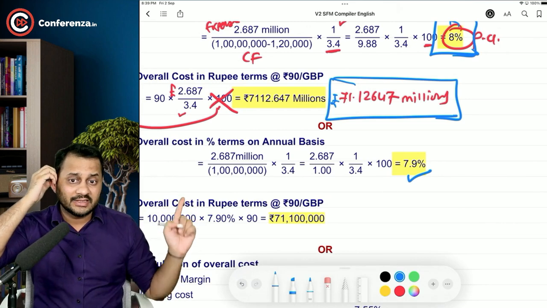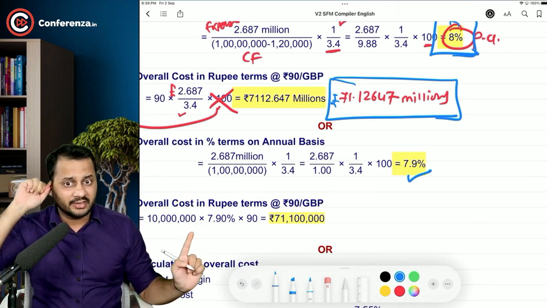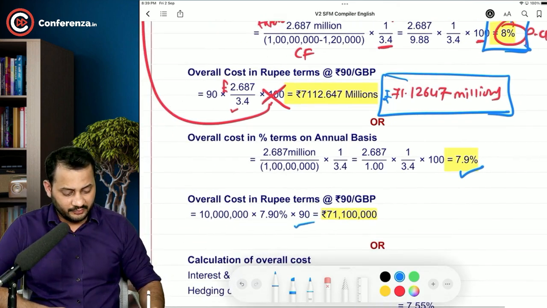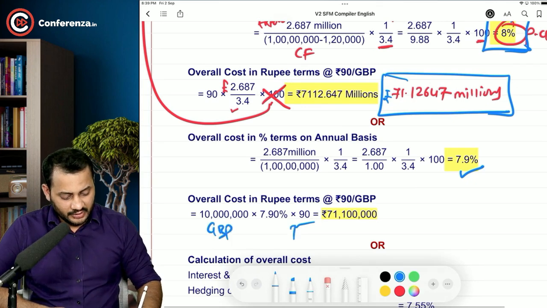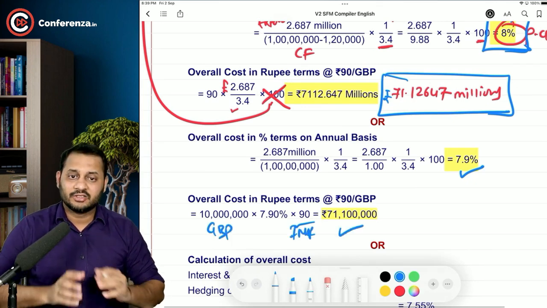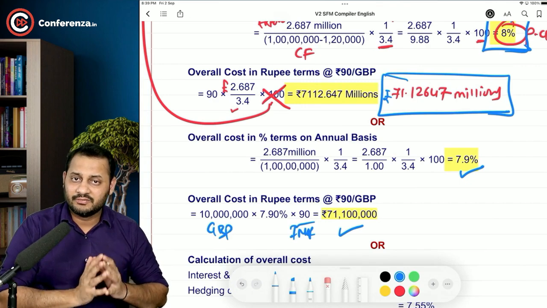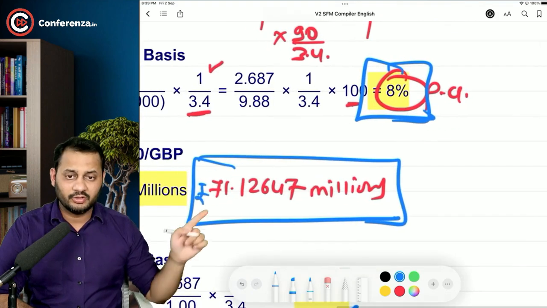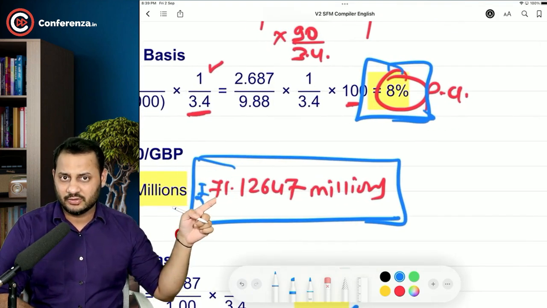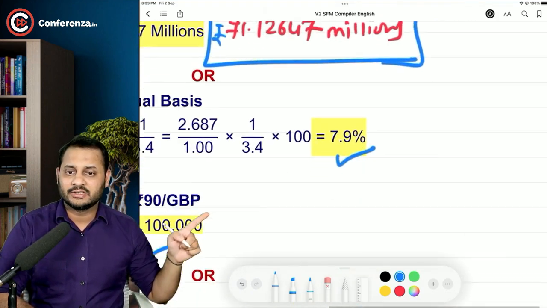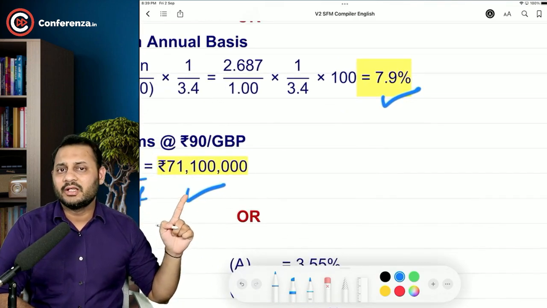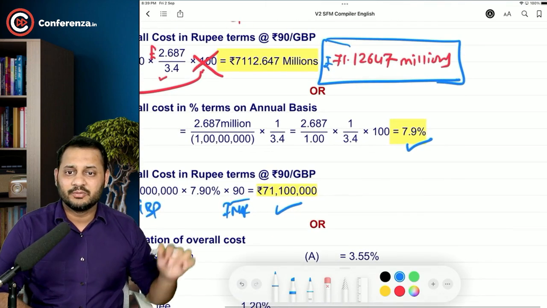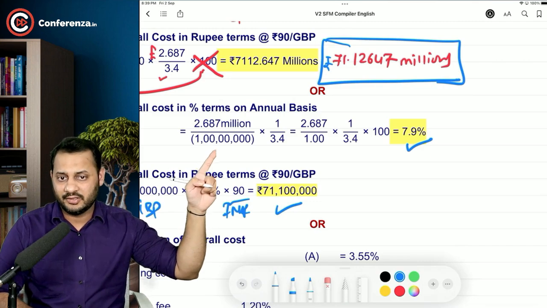And if you calculate that 7.9% on 10 million directly and multiply it with 90, because this is in GBP, you multiply it with INR, you can get the same answer of 7 crore 11 lakh. 7 crore 11 lakh rupees as the cost. In the earlier case it was 7 crore 11 lakh 26,000. In this case it's just 7 crore 11 lakh. That 26,000 is just because of that 1.2 that you have not taken here.